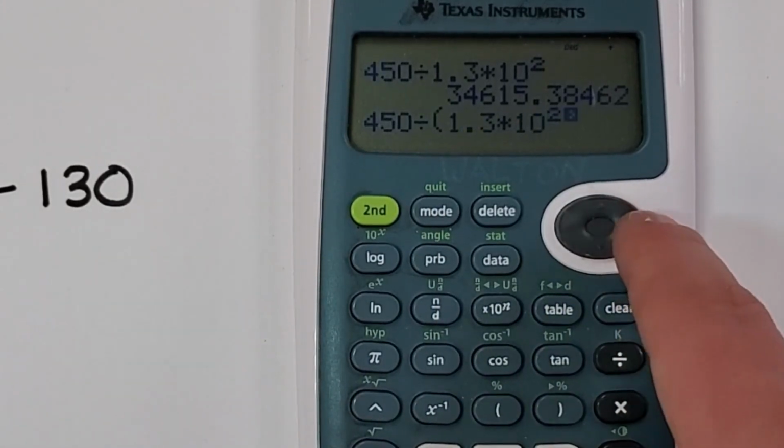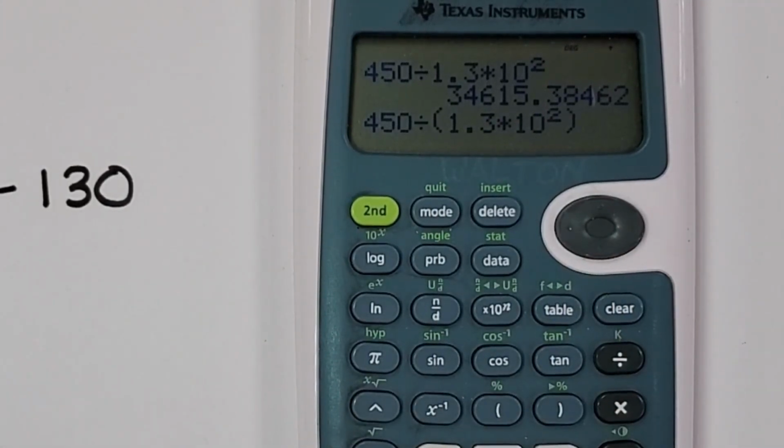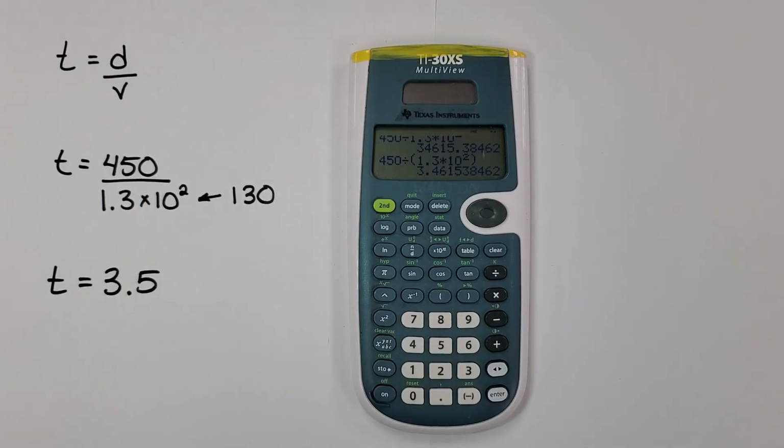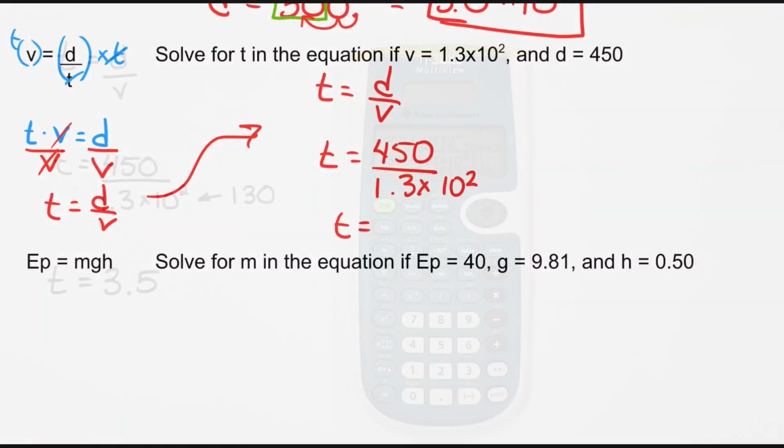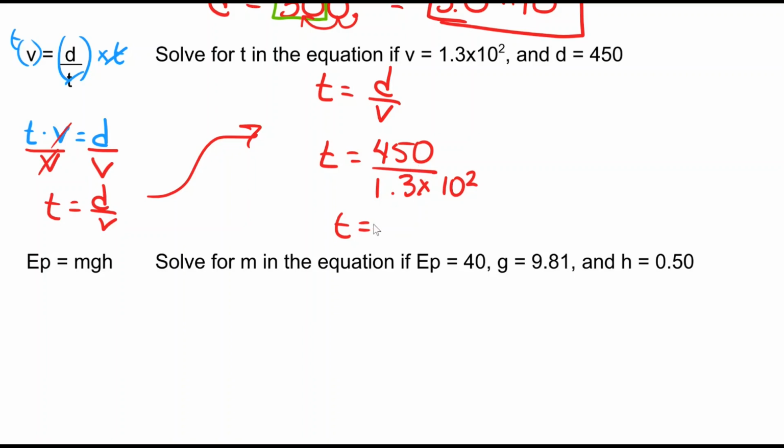So the entire number at the bottom, we have to put brackets around, and that's how we're going to get our 3.5. Okay, so we went over how to calculate the value of t here. And remember, just keep that in the back of your mind that anytime we have a number in scientific notation, we absolutely need to use that special button on our calculator, or else you're just going to have to use brackets.